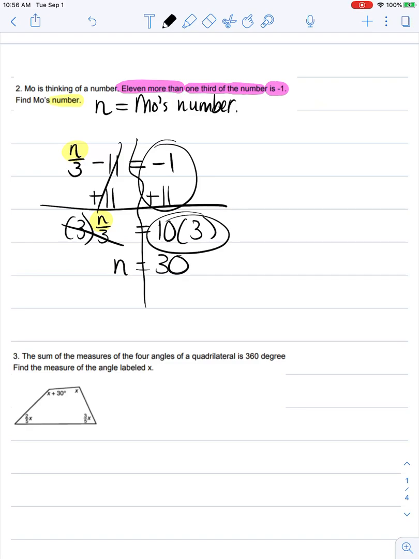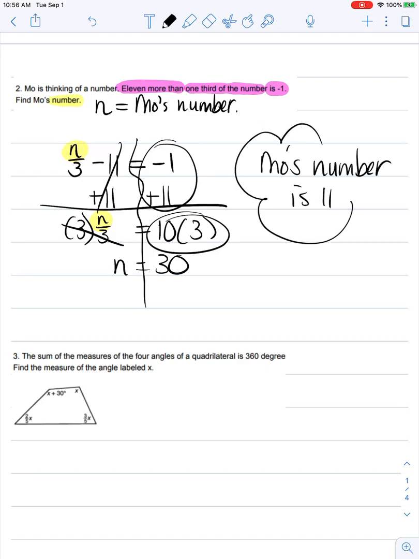And my final step is to answer the question. So the question says find Mo's number. So Mo's number is 11.